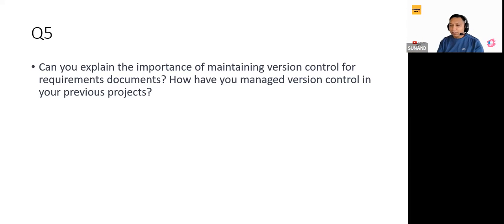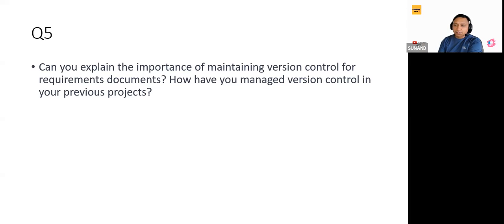And the next important point is efficiency. In software development, time is often the key, right? So version control streamlines the review and the approval process for requirement changes, so that makes it easier to manage and prioritize the updates. Now this efficiency helps in meeting the project deadline and keeping the stakeholders informed. So this is the answer for the first part.